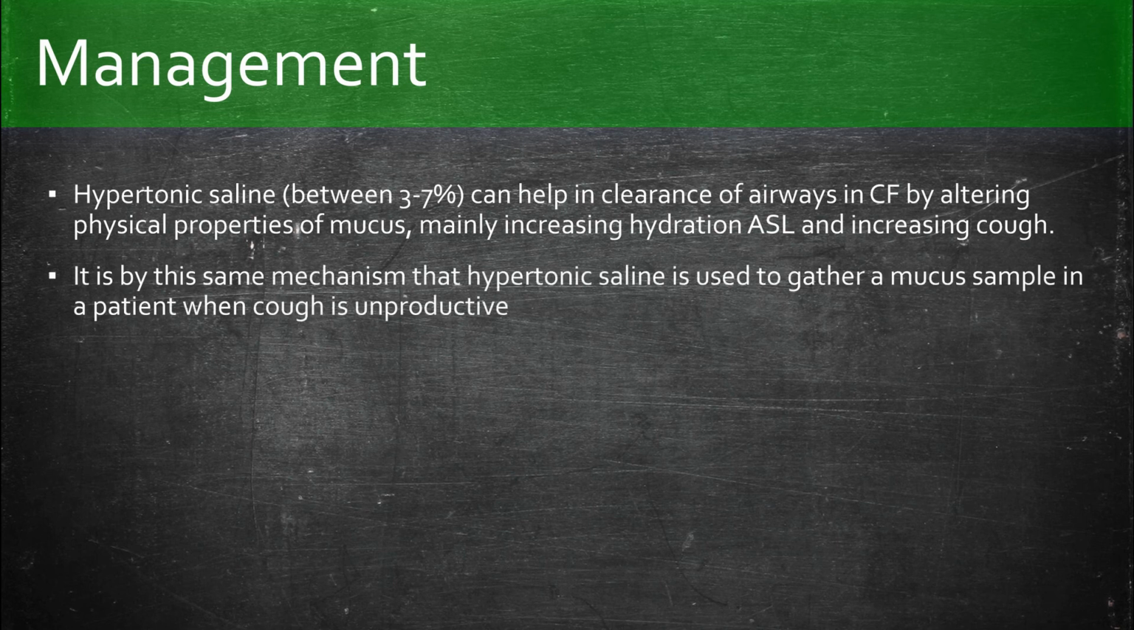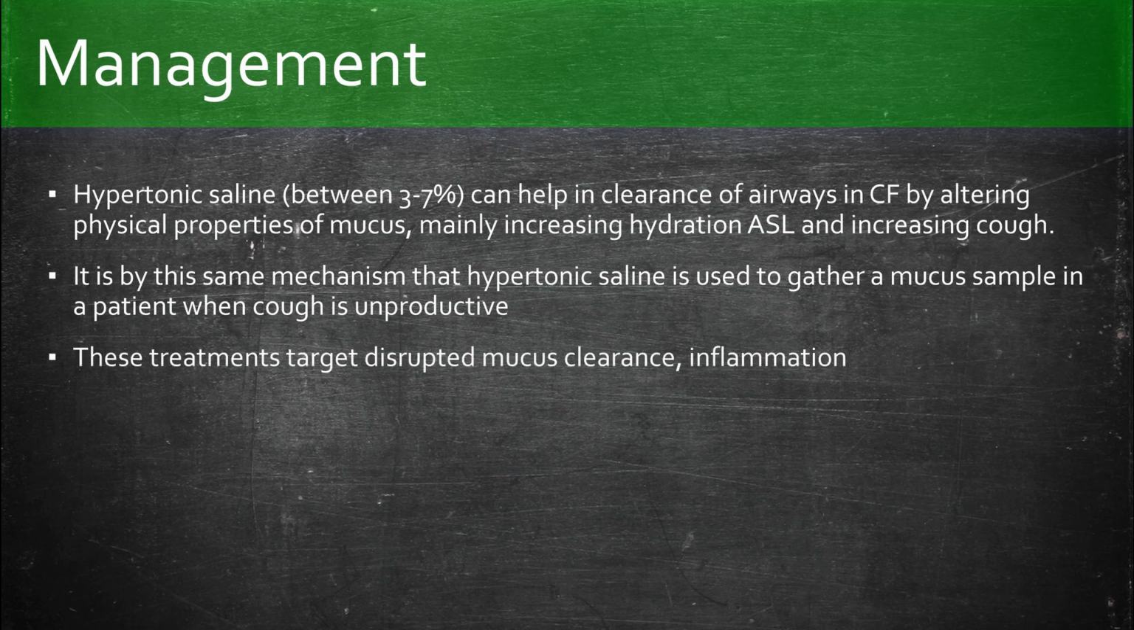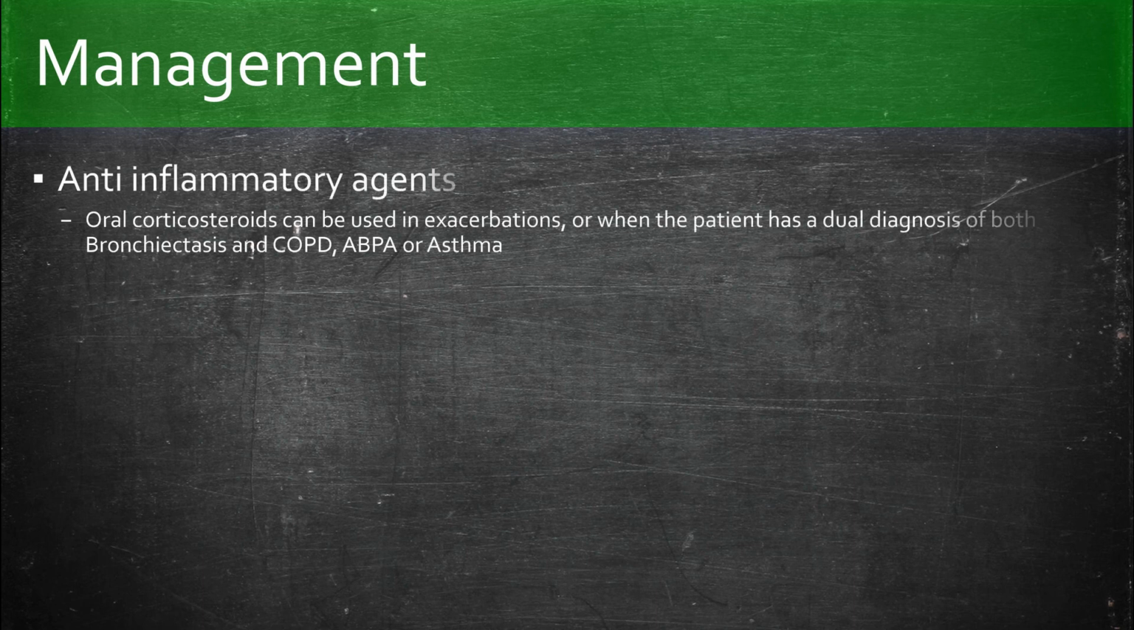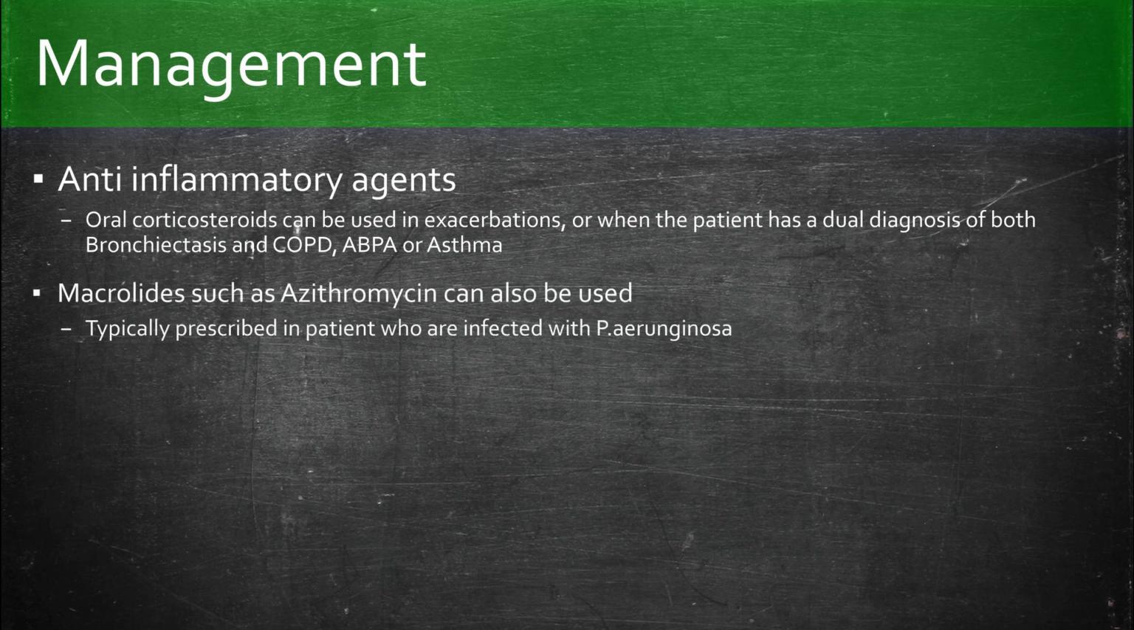It is by the same mechanism that hypertonic saline is used to gather mucus from a patient when cough is unproductive. These treatments target disrupting mucus clearance and inflammation. So, anti-inflammatory agents such as oral corticosteroids can be used in exacerbations. However, these should generally be guided, ideally, with culturing from sputum.